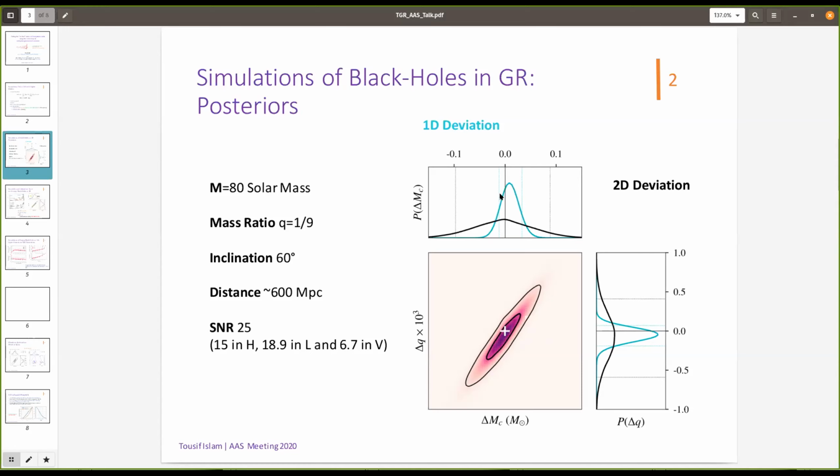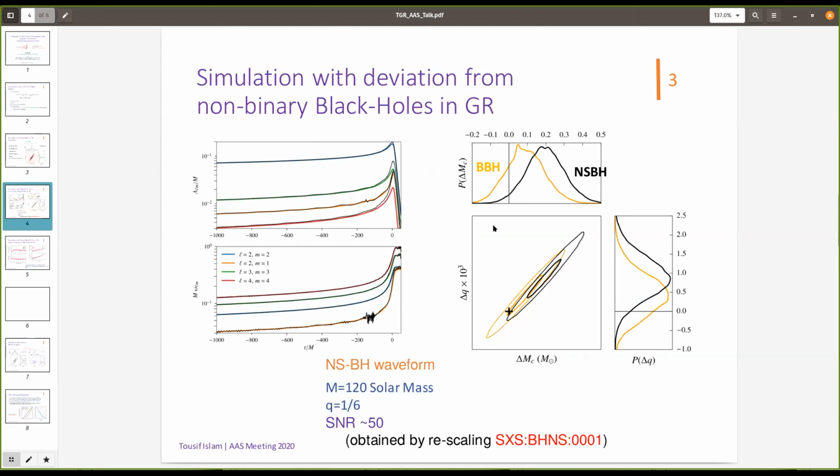And then we also show the 1 deviation and 2 deviation posteriors in the upper and the lower panel here. And as you can see, when you have 1 deviation at a time, your posteriors are much narrower than when you have 2 deviations simultaneously. Now, here we show that if you have a GR signal, the test can say that the signal is GR. Now we demonstrate that the test can also identify when the signal is sufficiently different from a binary black hole signal in GR.